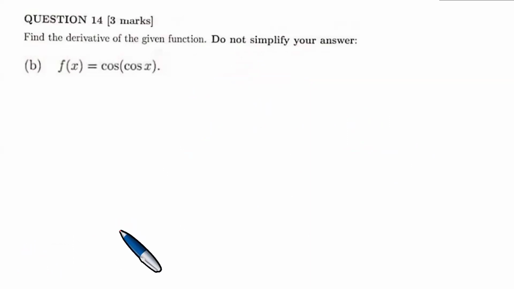This one, try it, please. And then we're going to discuss it. Okay. Okay, good.